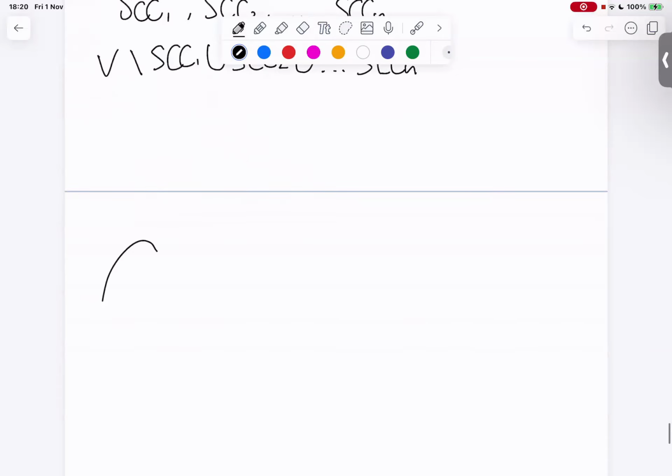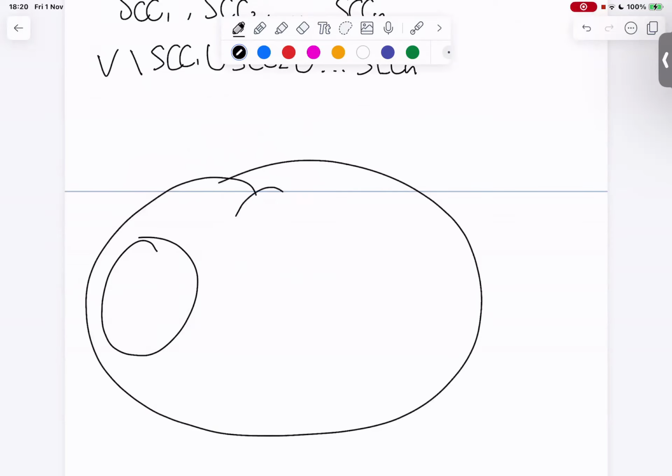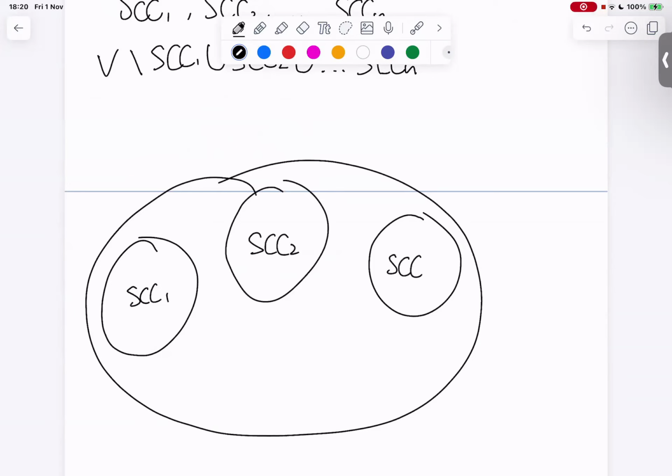Let me illustrate with a graph. Given a whole graph, we have several strongly connected components, and then we may have some vertices that are not in any strongly connected component. For example, this is not a strongly connected component, and this is also not a strongly connected component. Then for this vertex, we can just add an edge to an arbitrary strongly connected component, arbitrarily select a vertex there to connect to, and then connect it back.